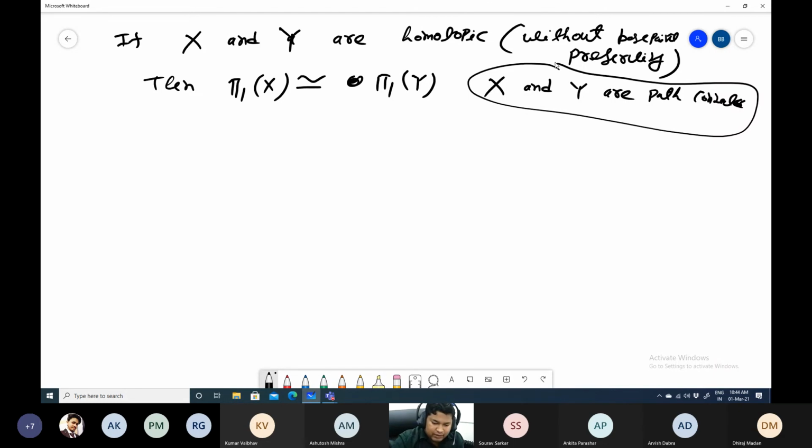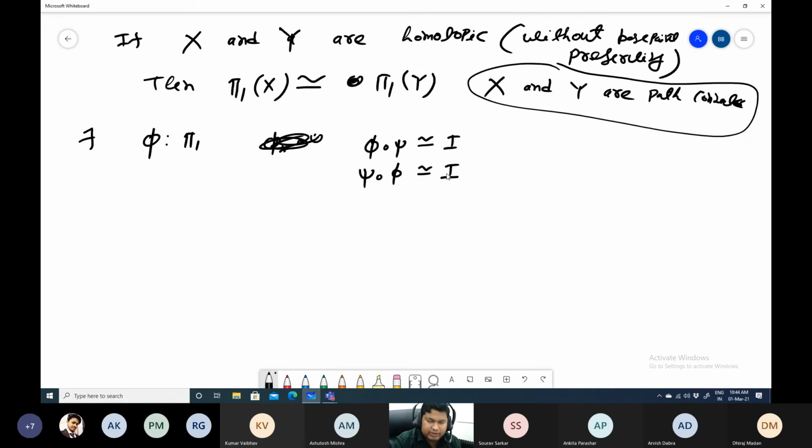Okay. Now what was the situation? Since they are homotopic, that means there exists phi from X to Y, and there exists psi such that phi compose psi is homotopic to the identity. Again, psi compose phi is homotopic to the identity. Now note that it is not base point preserving.